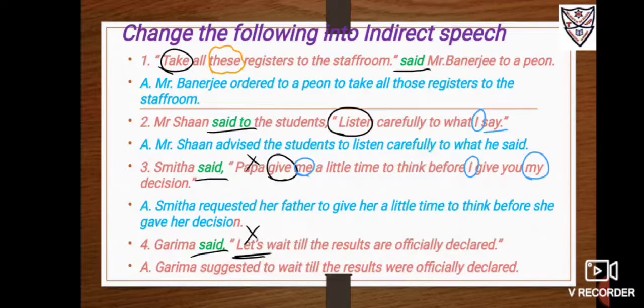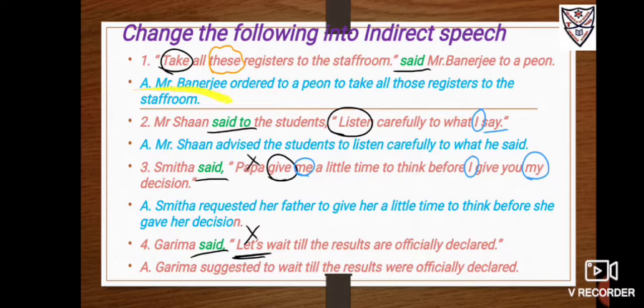"Take all these registers to the staff room," said Mr. Banerjee to a peon. So it is said; first step is to go for the reporting verb. Then go for the reported verb, it is take, but if the statement is imperative, you have to use the infinitive to. Now go with the dealing of the pronouns, but there is no such pronoun in this, so it's okay. Next step is to go for the nearness. So its nearness is these, will change to those.